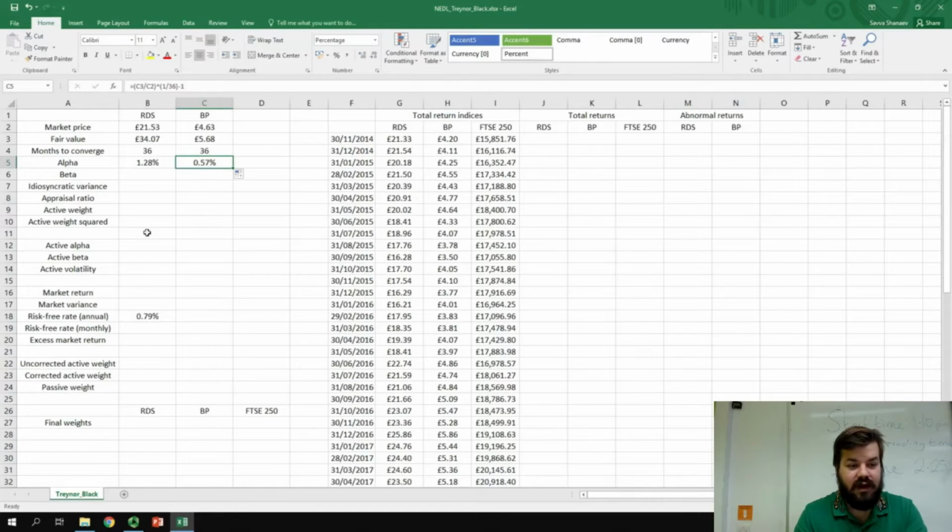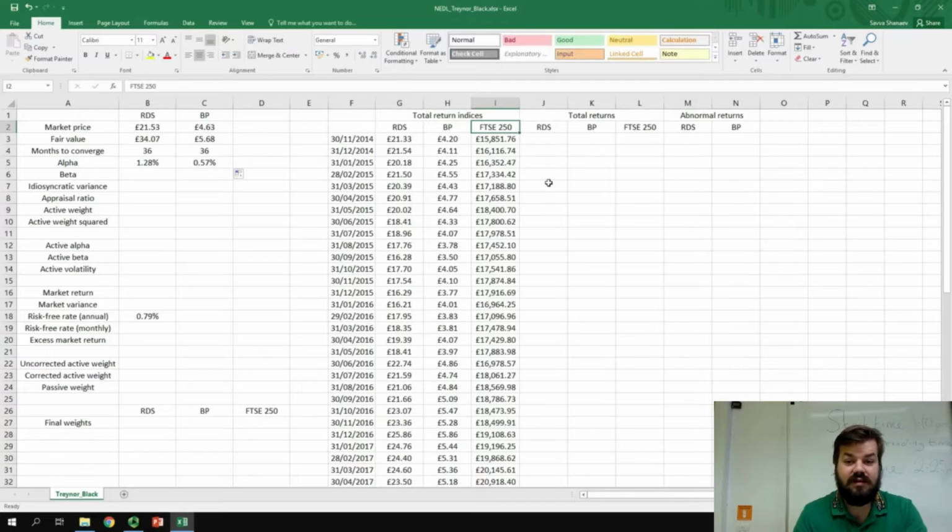Then we need to calculate the beta of Royal Dutch Shell and BP. To do that, we need to calculate total returns of those two stocks, as well as the respective benchmark. The benchmark is the market index of the country where those two companies are listed, headquartered, and where they mostly operate, which is the UK broad market index FTSE 250.